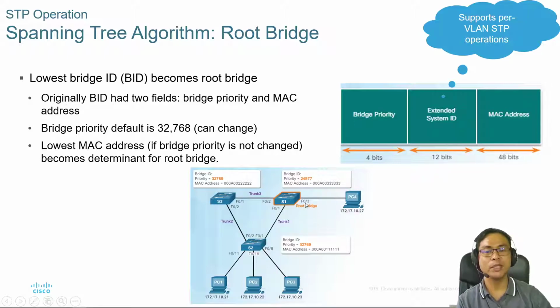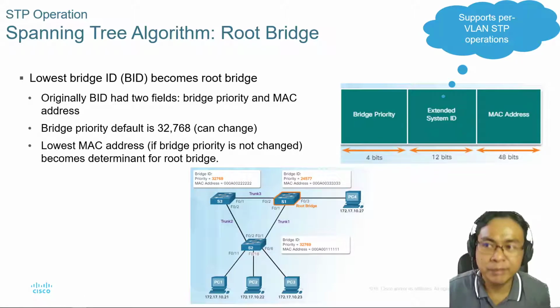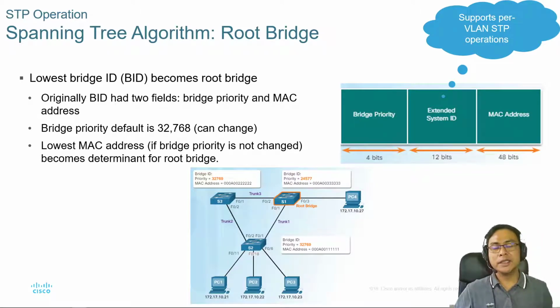So S1 will win the comparison, and then S1 will become the root bridge. But anyway, if it's not discussed here, I think there's a separate slide for that later on. But at least I've already discussed the process. So the BID originally has two fields, as it says here: priority and MAC address.